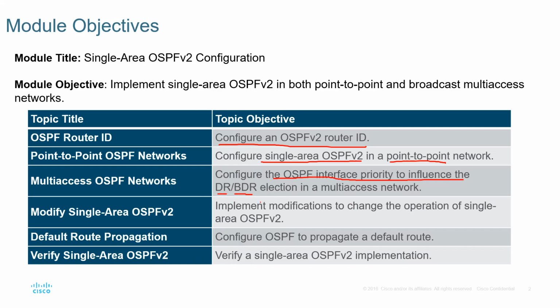We'll also be looking at how to modify single area OSPF, and particularly implementation modification to change the operation of single area OSPF. We're also going to be looking at default route propagation, how we can propagate our default routes in OSPF. And then finally, we will be looking at how to verify a single area OSPF implementation. Well, this topic is quite loaded with configurations and stuff. And so let's get moving.